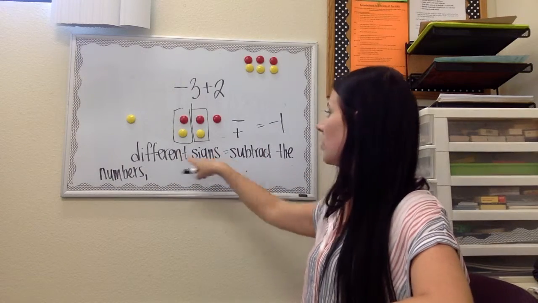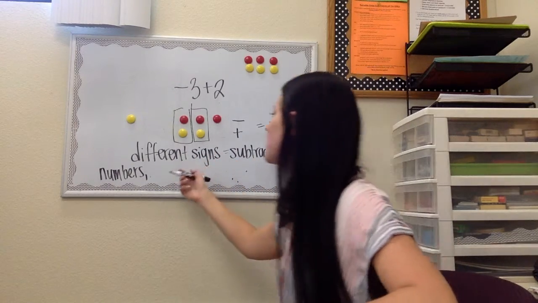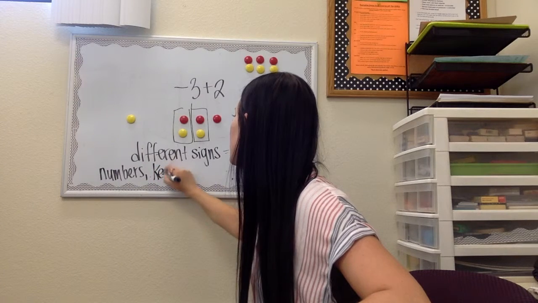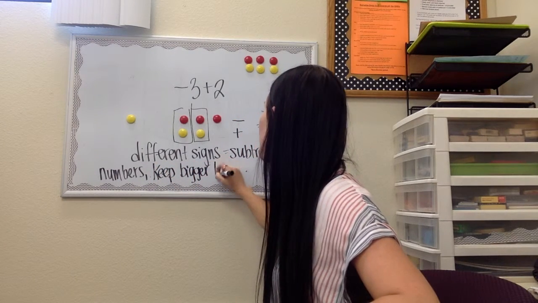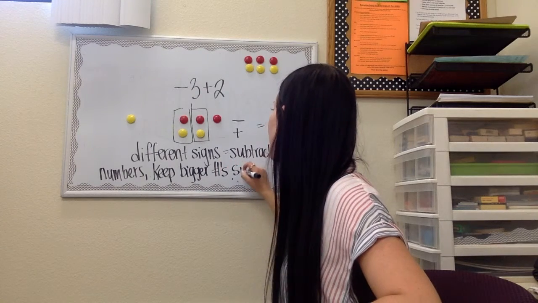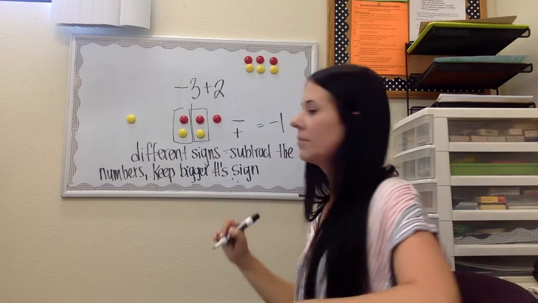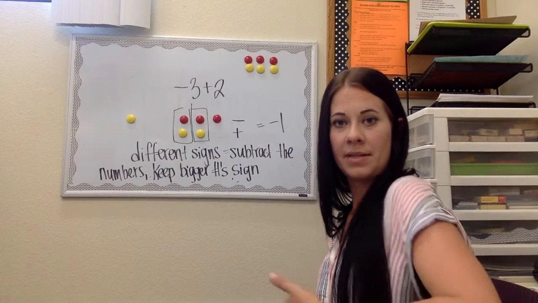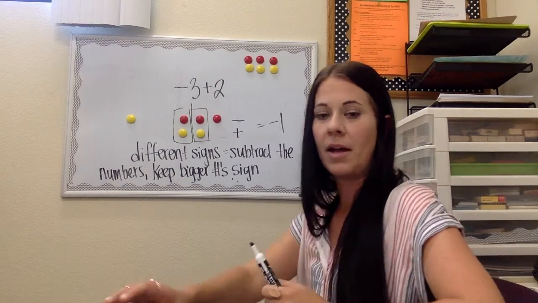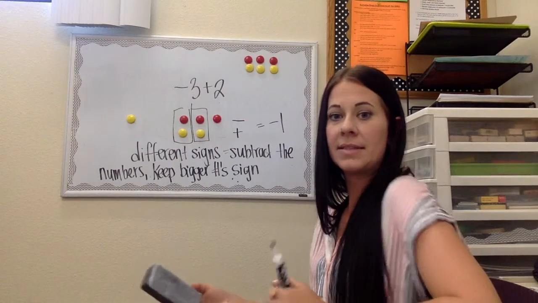So finish this rule. Different signs. Subtract the numbers. Keep the bigger number's sign. Okay, please put that in your math notebook. If you need to pause the video, do that. I'm going to keep moving on. So that's when we have different signs.